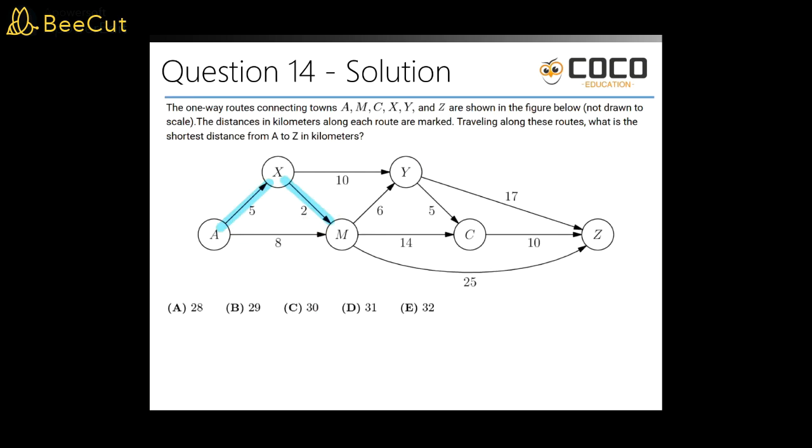Next, we can see that in this turn, there's only 6. So we are going to choose the 6. And you check from M to C, there's 6 plus 5, 11. There's a 14. So we choose the 11 instead of 14. Then compare these two, 17 and 10, we will choose 10. Let's just add them together. 5 plus 2 plus 6 plus 5 plus 10 equals 28. So the answer is 8.